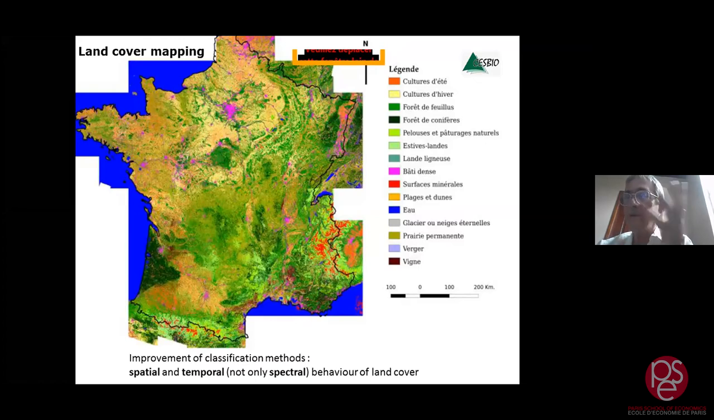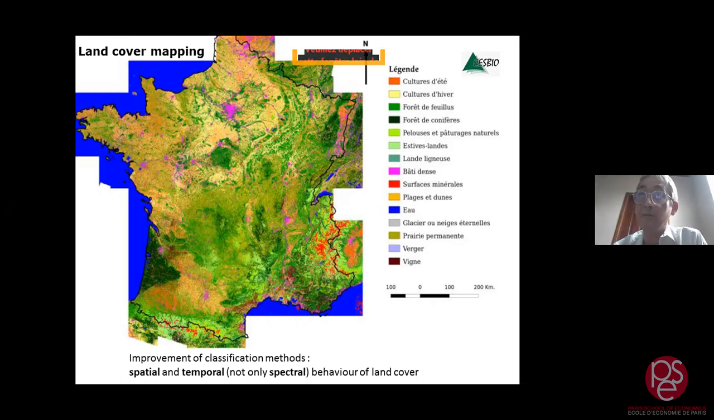Because the agricultural landscapes have some coherency. There is some intelligence in the organization of both natural and human landscapes. The organization of the landscapes is not random. And if I see something very strange in terms of spatial distributions, then it's possible to identify some errors based on spatial inconsistencies. And then there are temporal inconsistencies.